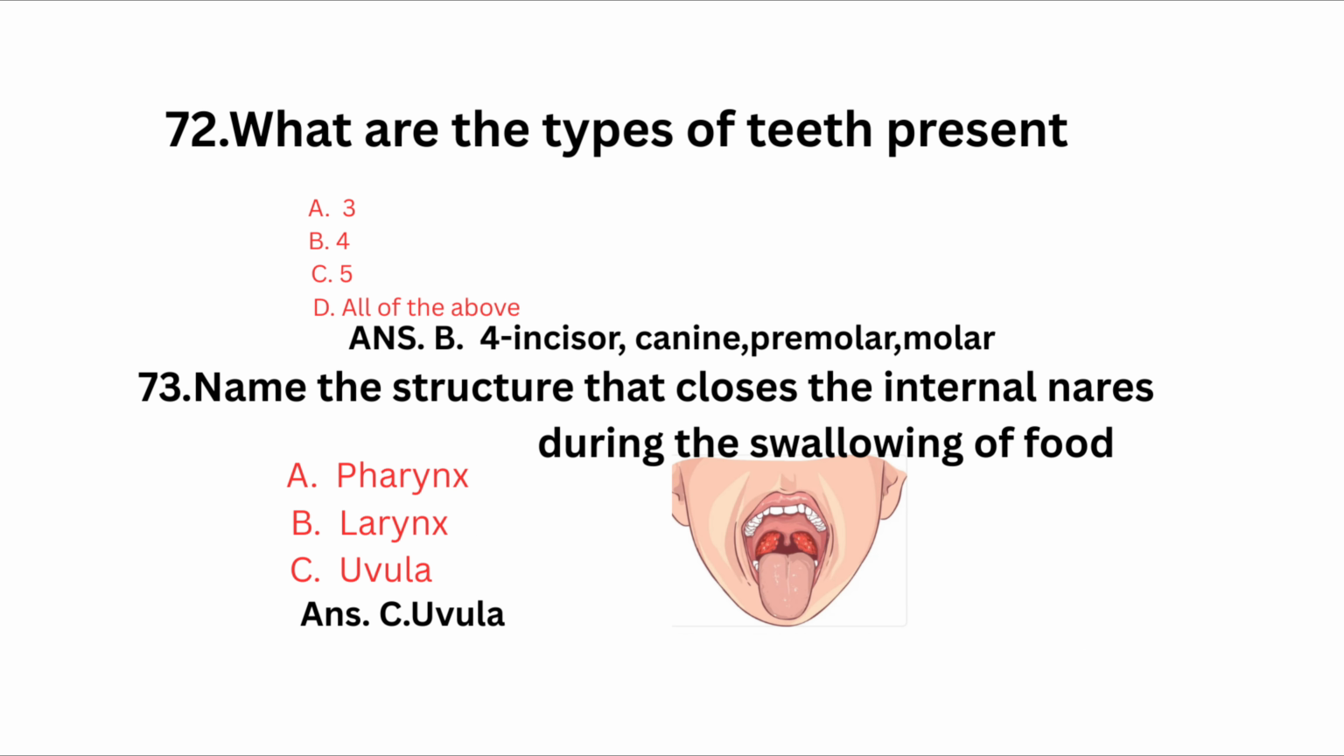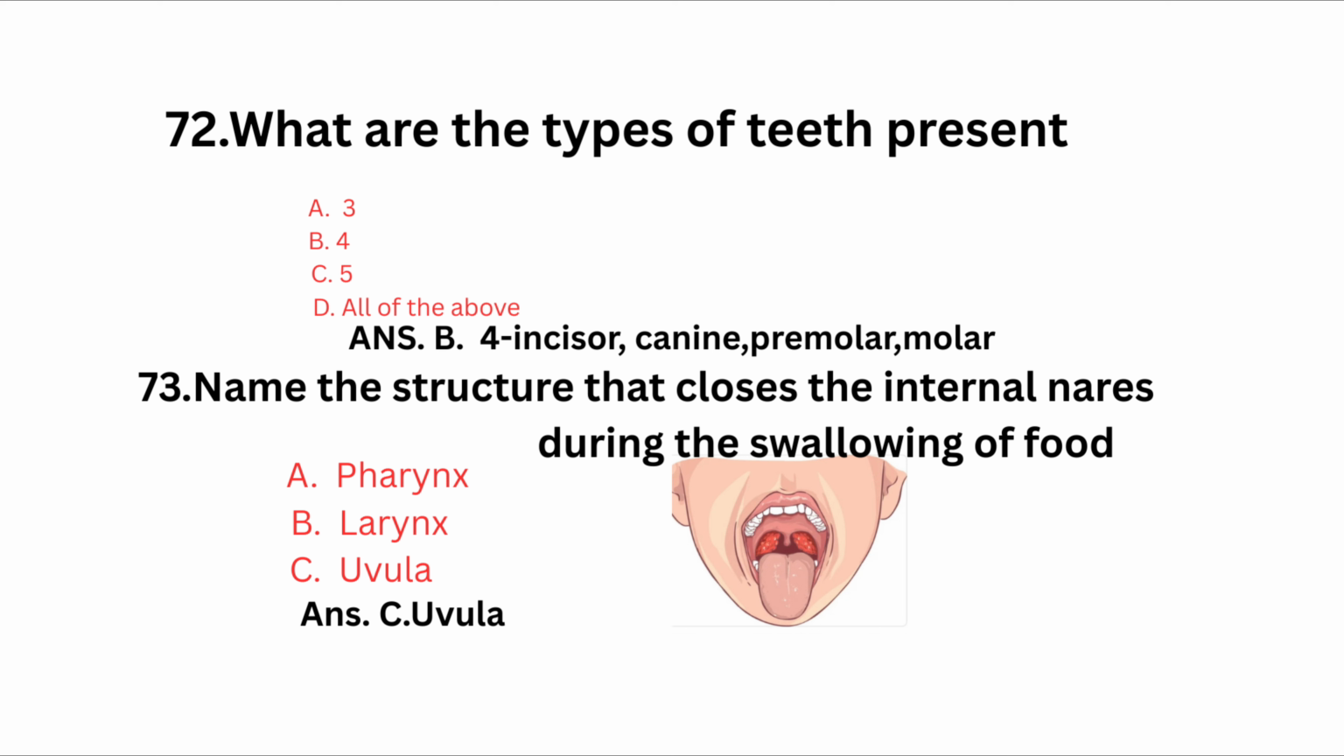72. What are the types of teeth present? A. 3, B. 4, C. 5, D. All of the above. Answer is B. 4. Incisor, canine, premolar, molar. In adults, premolar is not present, otherwise in kids. 73. Name the structure that closes the internal nares during the swallowing of food.